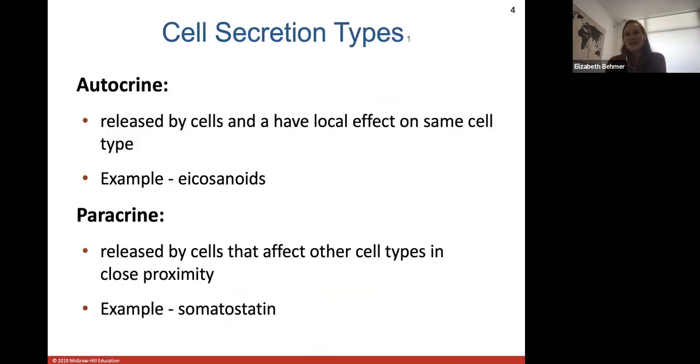So what do these glands secrete, and how do these cells secrete their hormones? We'll talk a little bit about how cells can secrete hormones that are being formed within them. Cells can secrete substances by an autocrine secretion, which is released by cells that has a very local effect on the same cell type that it's being secreted from. An example of this is an eicosanoid, and we'll talk about what that is. Paracrine secretion is released by cells that have an effect on other cell types that are in close proximity. An example of this is somatostatin, and we'll talk about what that is. That's a growth hormone inhibiting hormone.